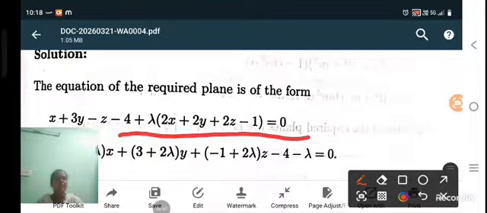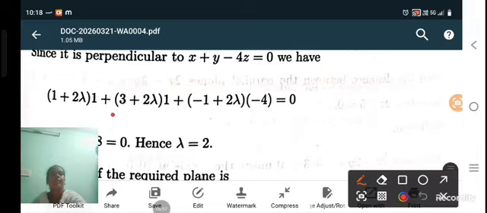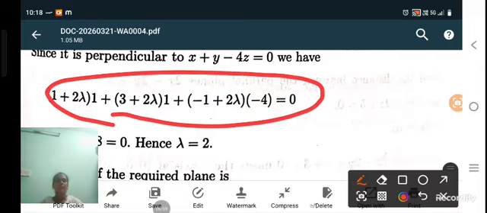Then the dot product is (1 plus 2 lambda) into 1, plus (3 plus 2 lambda) into 1, plus (minus 1 plus 2 lambda) into minus 4, which is equal to 0. Then solve for lambda. We get 1 plus 2 lambda plus 3 plus 2 lambda plus 4 minus 8 lambda equal to 0. Hence 8 minus 4 lambda equal to 0, which implies lambda equal to 2.